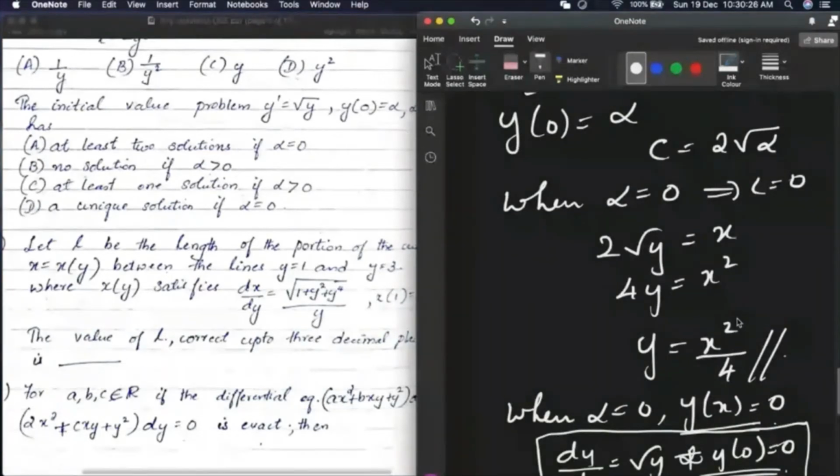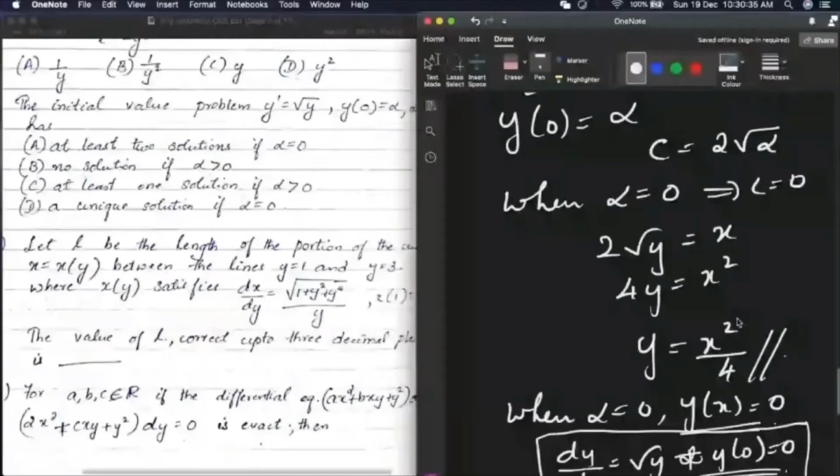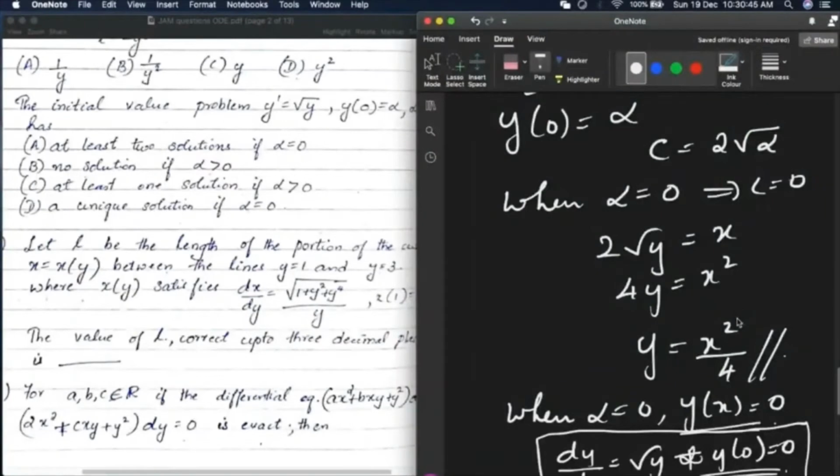So what should be the answer? At least one solution for alpha greater than 0 and a unique solution for alpha equal to 0, right? Correct. Yes, ma'am. C equal to 0, you're going to get the same solution.